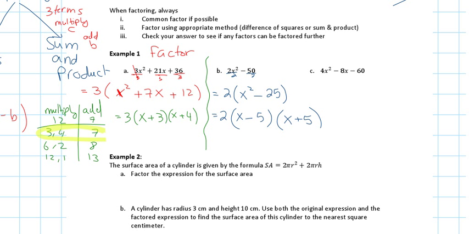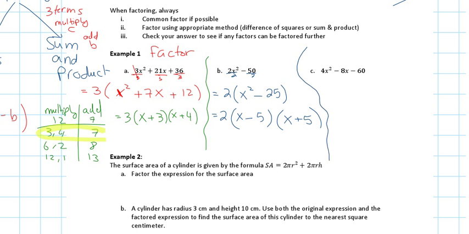Okay, how about the third one? What's the first question you always have to ask yourself? Do I have a common factor? Can I divide each term by the same number or letter? What is it? 4. I can divide by 4, right? So if I divide by 4, that's my greatest common factor. 4, 4, 4. So what do I have left?